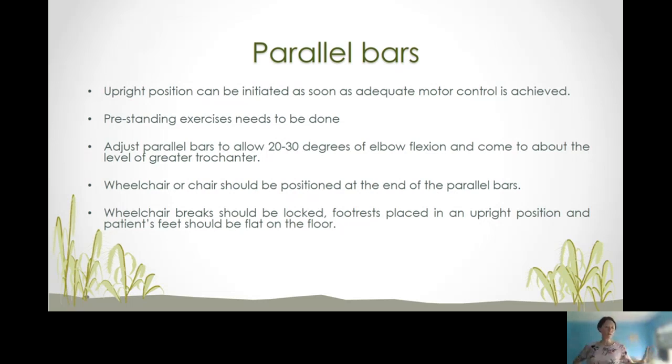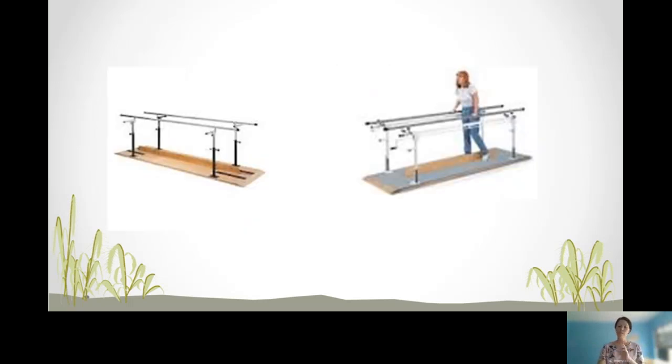So now that the wheelchair is on the one side, be sure that there's a chair on the other side of the parallel bars. Lock the brakes of the wheelchair. Footrests are folded up and placed upright and to the side. Make sure the patient's feet are flat on the ground before you commence the preambulation. 2 pictures showing you what parallel bars look like if you have not seen them before.